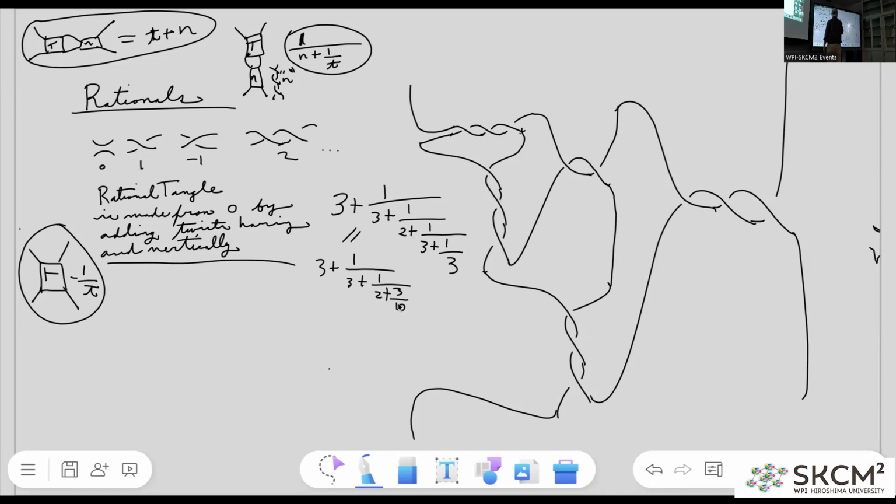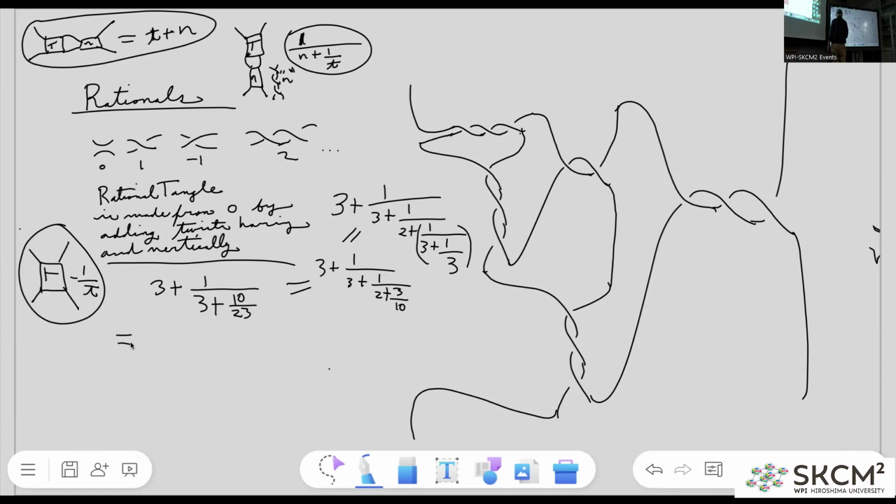Please yell at me if I make a mistake in my arithmetic. I'm looking at that last part, 3 divided by 10. Okay, then we get 3 plus 1 divided by 3, multiplied by 10, and you get 10 over 23. Agreed? 10 over 20 plus 3, yes.